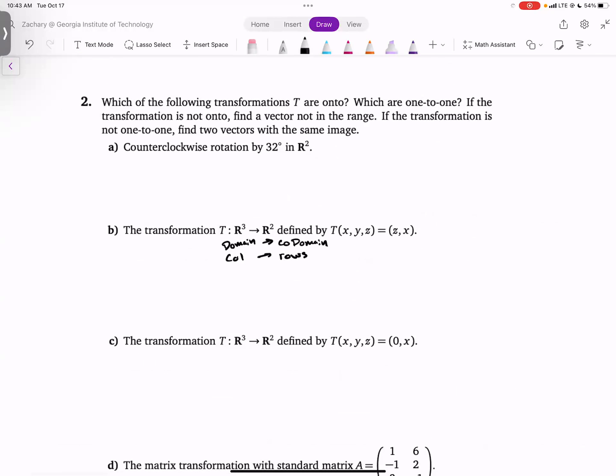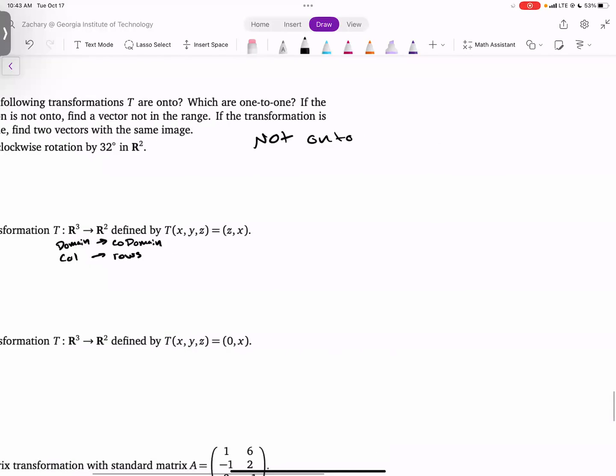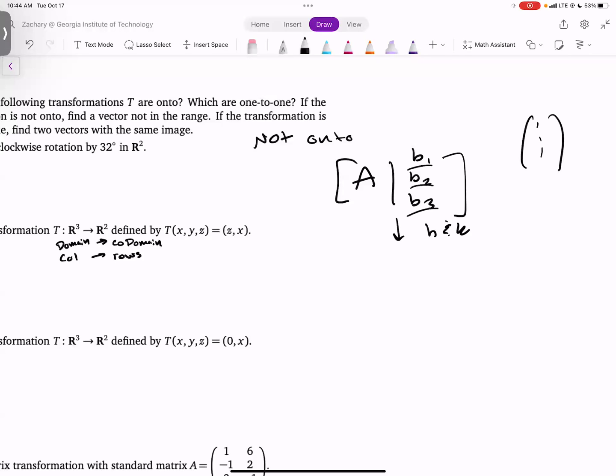So this is asking which of the following are onto and one-to-one. If it's not onto, find something not in the range. If it's not one-to-one, find 2 vectors in the same image. So to prove not onto, what you would do is you augment a matrix A with however many B numbers we need to fill the rows. And we're going to solve this like we solved those H and K problems, to find B1, B2, B3 to make it inconsistent. So it's the same sort of idea. If something is not onto, after finding that B1, B2, B3, you write it as a vector. Say 1, 1, 1 was a counterexample that made it inconsistent. This would be a vector that makes that true.